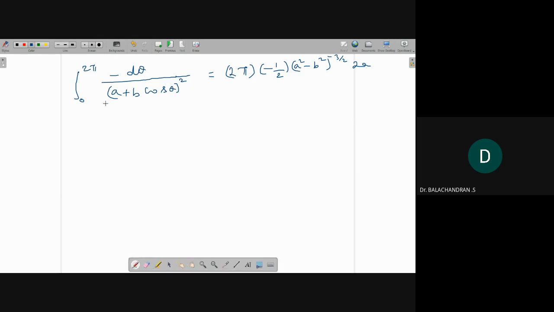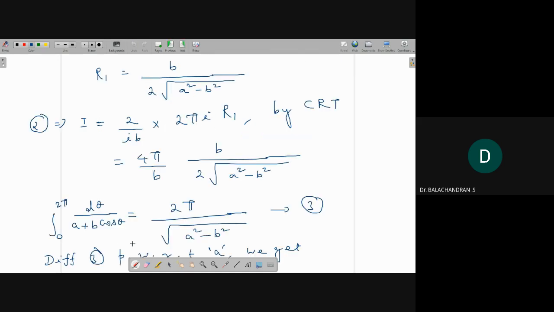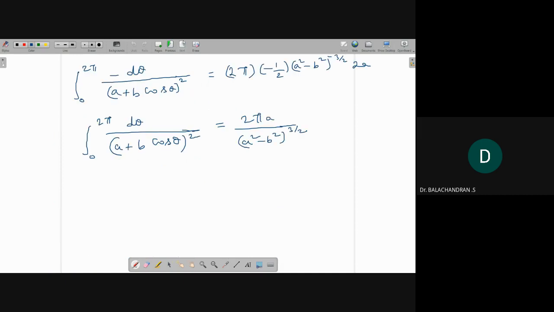Now if we simplify, multiplying throughout by minus 1, we'll get integral 0 to 2 pi d theta divided by a plus b cos theta whole square equals 2 pi a divided by a square minus b square whole power 3 by 2. So it is better to differentiate partially with respect to a, not with respect to b, because the coefficient of a here is 1. That's the reason we are differentiating partially with respect to a.